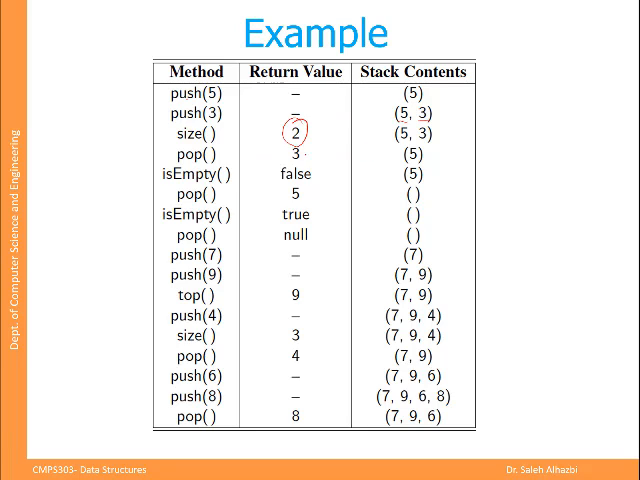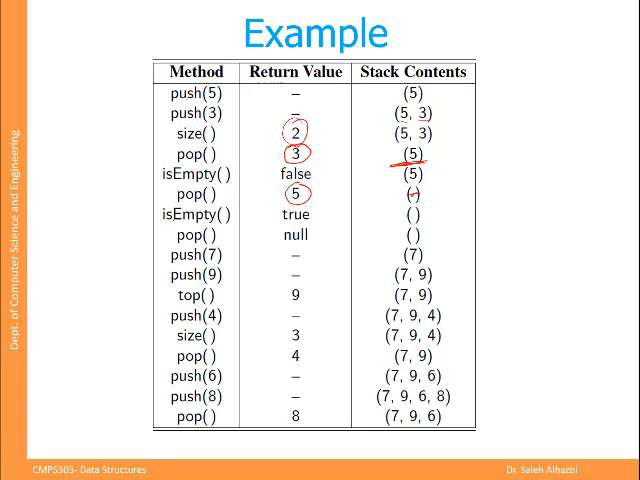In this case it will return 3. Now it will be removed from the stack, so now the stack in this case has only one element, which is 5. Is empty, in this case it's false because it has one element. Pop, again, it will remove the last element in the stack, which in this case is 5, and by this the stack becomes empty.